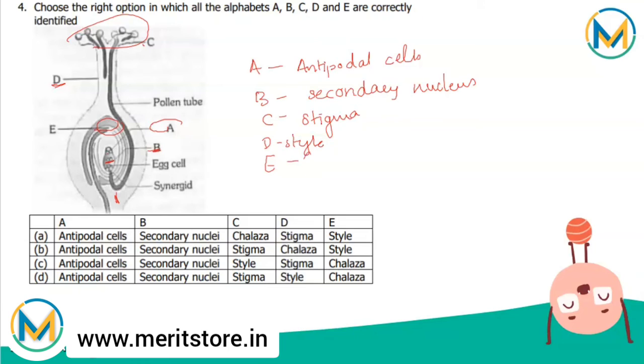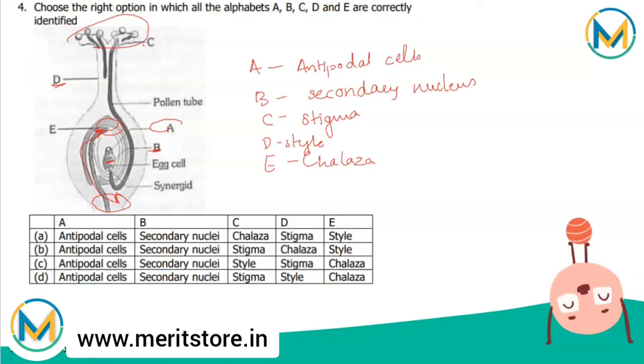Now this E, this region, is called chalaza. In the plant ovule, the chalaza is located opposite of the micropyle. Micropyle is here; the opposite of the micropyle is chalaza. It is the tissue opposite to the micropyle opening of the integuments, where integuments and nucellus are joined.